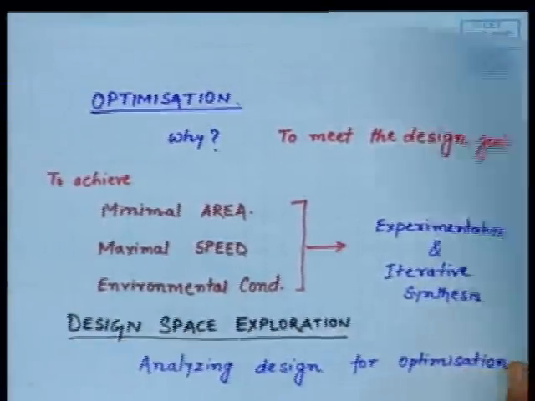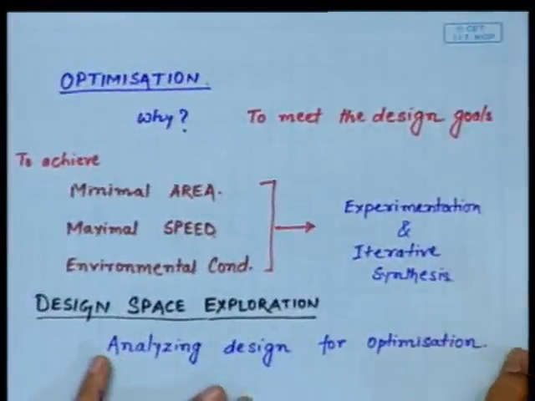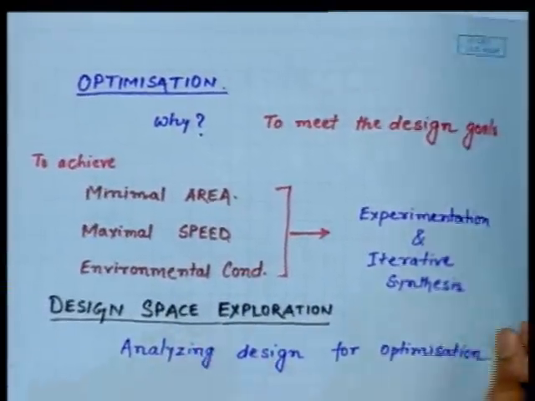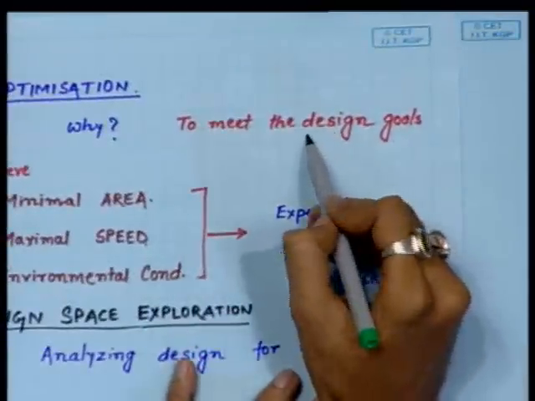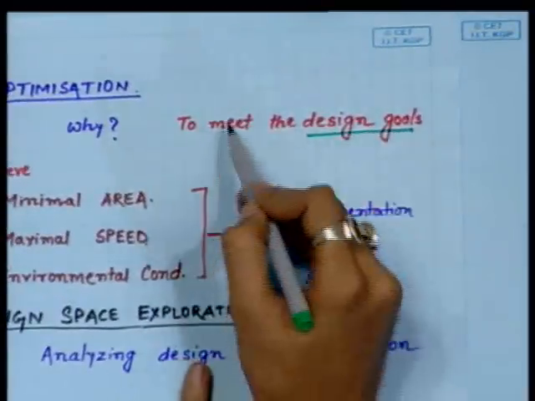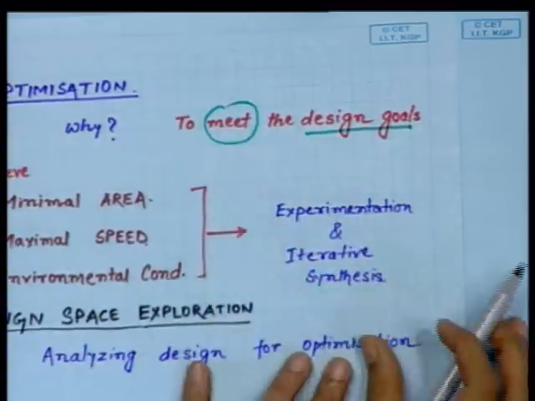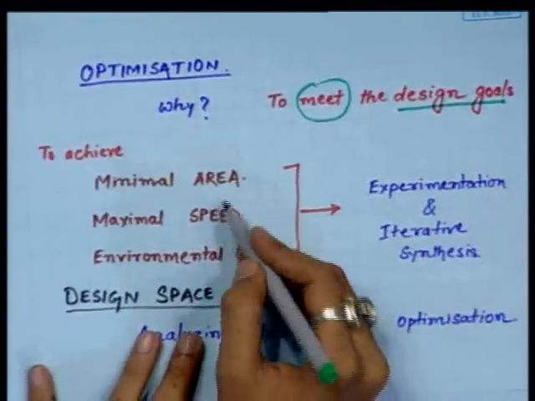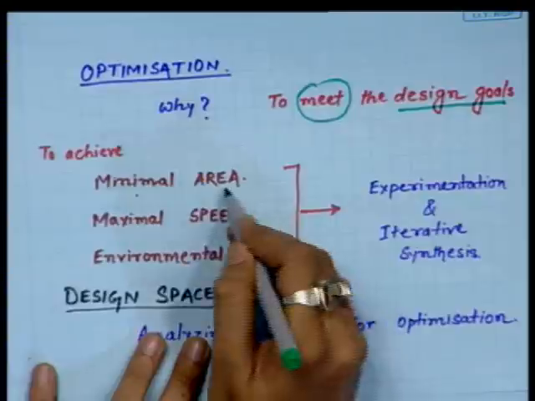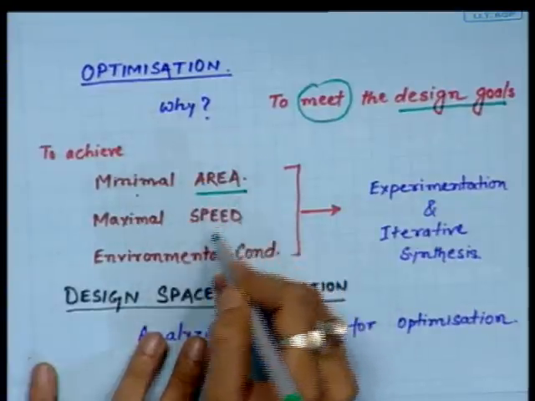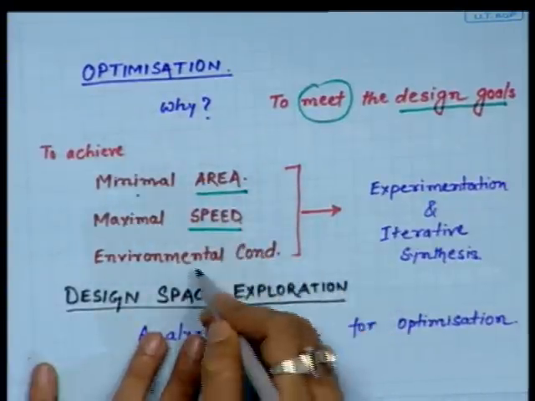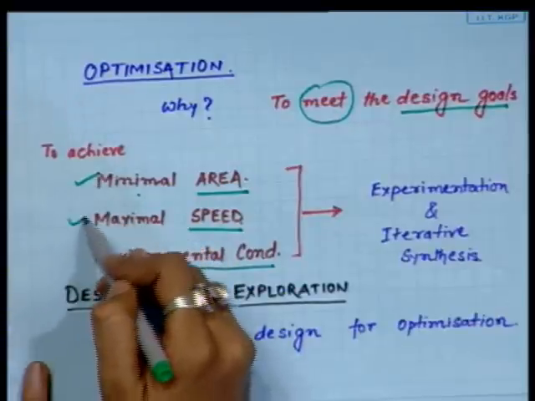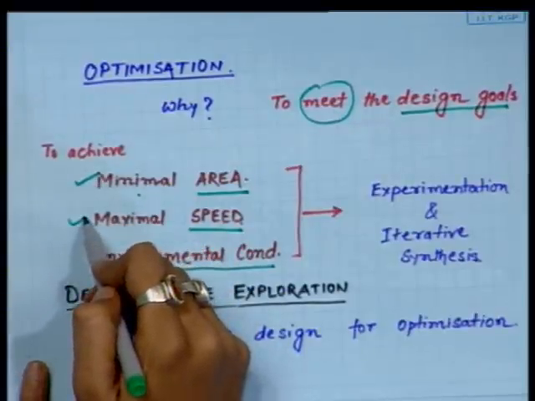After translation, the logic synthesizer goes for optimization. Why is optimization actually needed? Because there are certain design goals that have to be met. What are these design goals? The design goals are to meet some area constraints, to meet some speed constraints, or some environmental conditions. We use here minimal and maximal, not minimum and maximum.